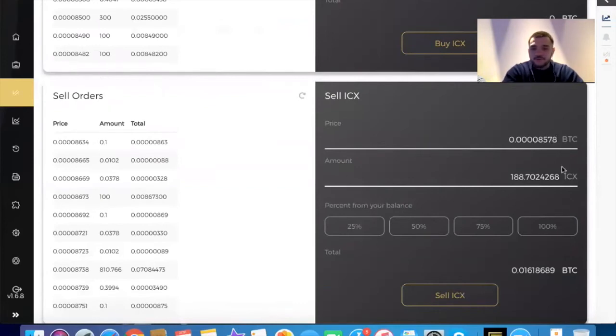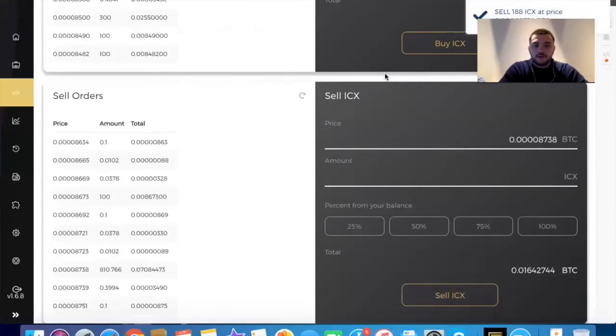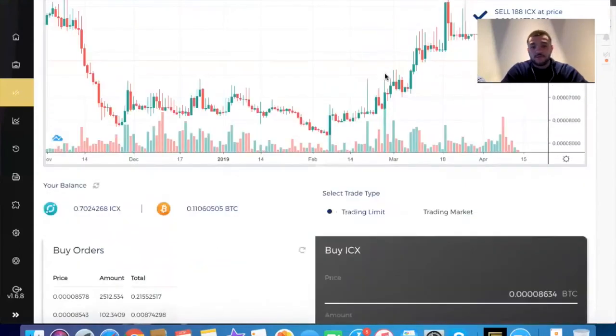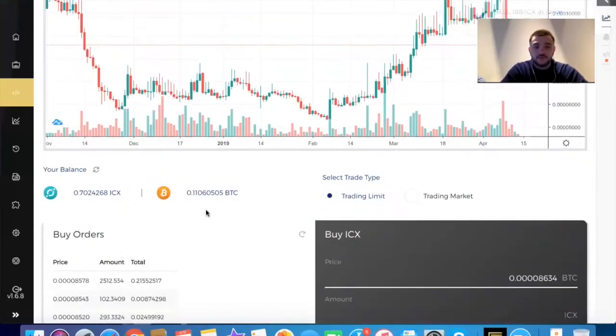Here we look at the price that suits us, 87.38, and then we write 87.38 and make a sell. Now you need to make up to 4 digits after the decimal point, but I round up to 188 coins. We sell. Then we look here and see that the coin is no longer there, but there is Bitcoin.